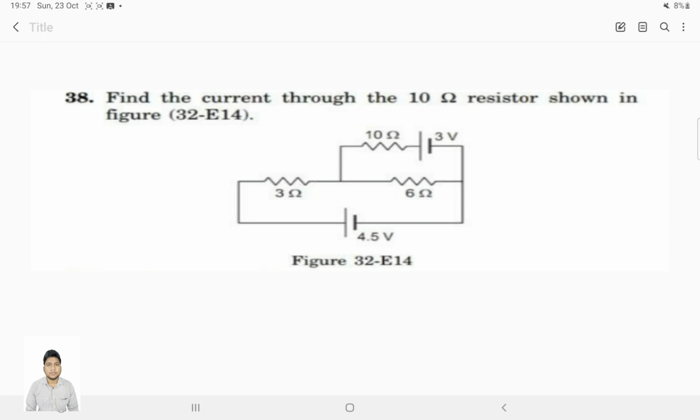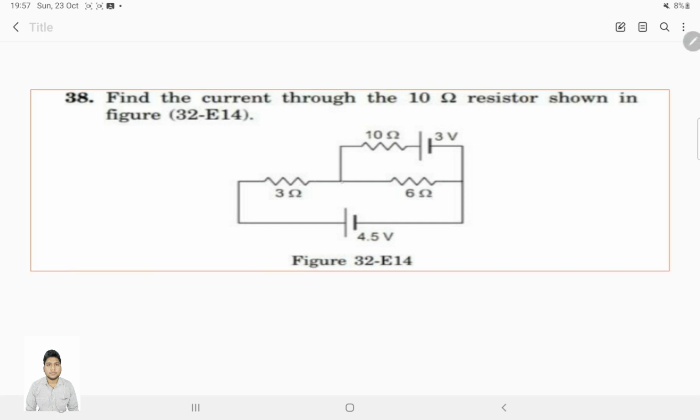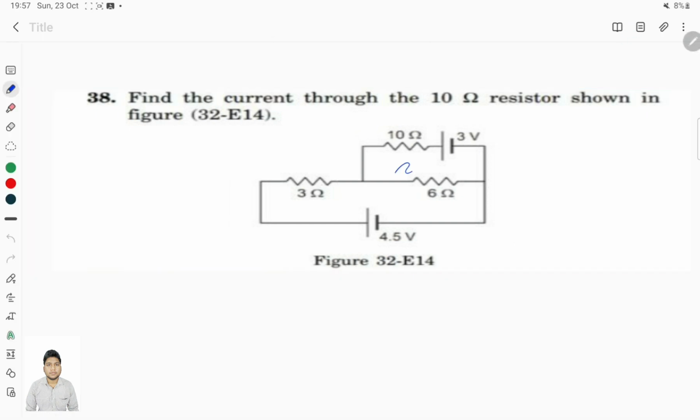So how can we solve these questions? Find the current through the 10 ohm resistor shown in the figure. We are trying to find the current through the 10 ohm resistor. If we know the voltage of A and B, then we can easily use the voltage rule and solve this problem.